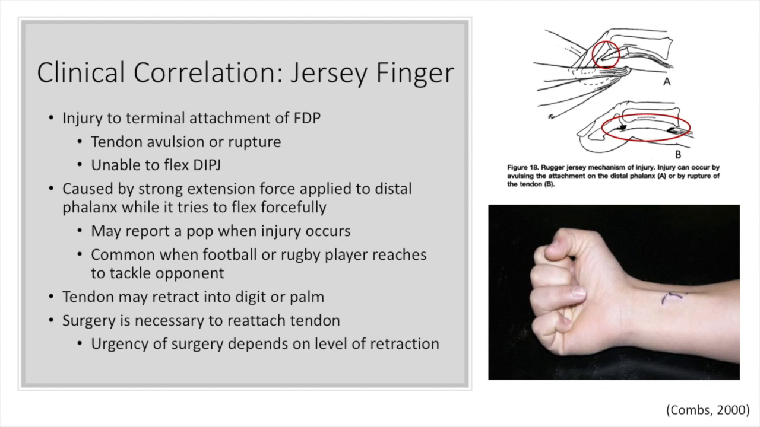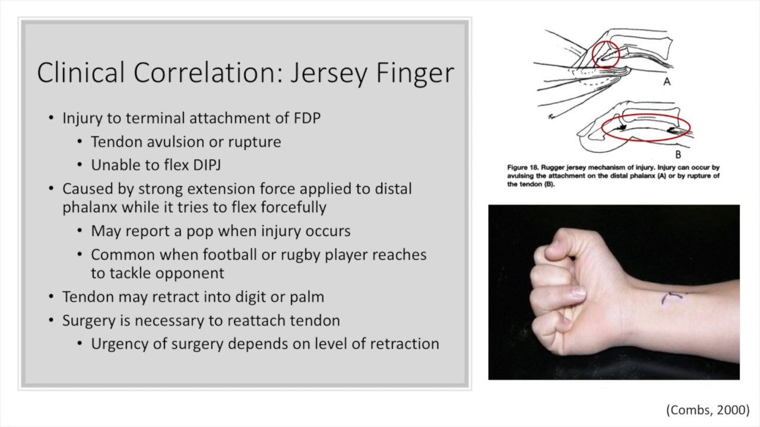And when the tendon is torn, it might retract into the digit or the palm. It commonly stops near the proximal interphalangeal joint, and if it retracts all the way into the palm, then surgery is urgent because it likely disrupts the blood supply to the digit. And then after surgery, the athlete will need dynamic splinting and therapy.